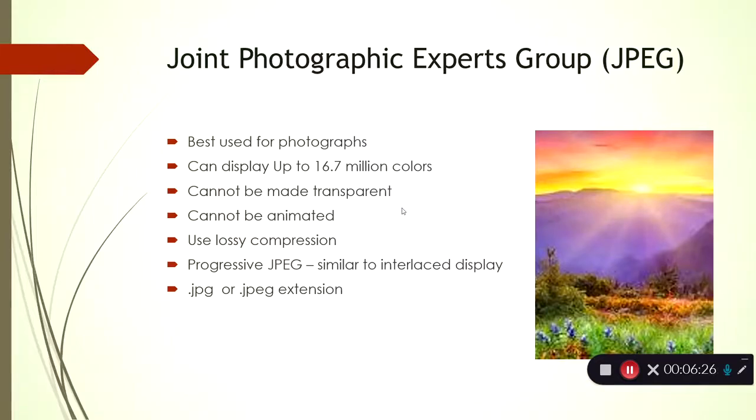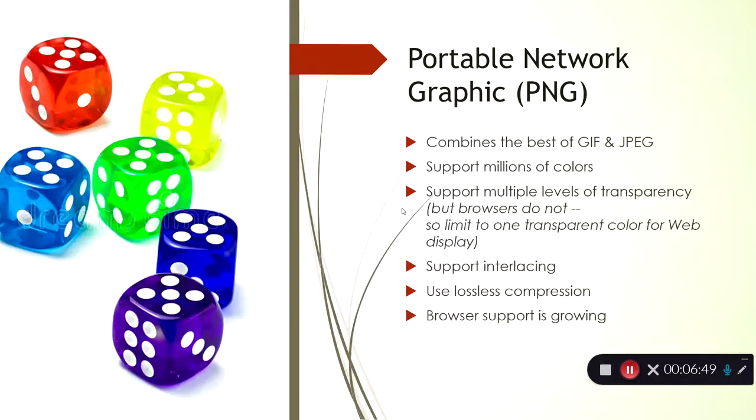The next type is the JPEG image. Let's conclude all the properties of JPEG. It is best used for photographs because it can support millions of colors, a maximum of 16.7 million colors. It cannot be made transparent, it cannot be animated, and it uses lossy compression. It uses interlaced display, that is the 1, 3, 5, 2, 4, 6 kind of display, which I explained in the previous slide.